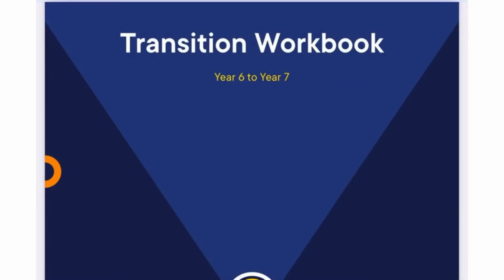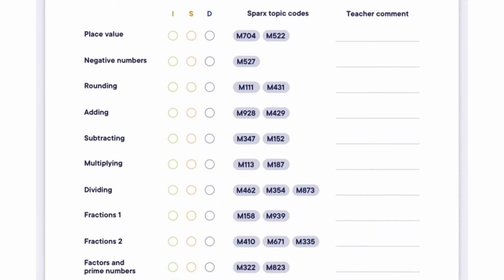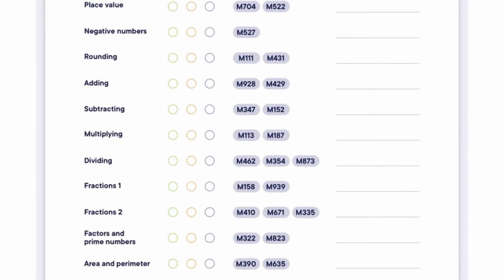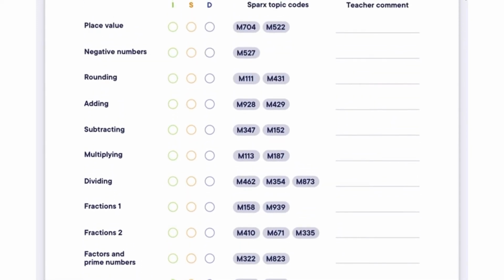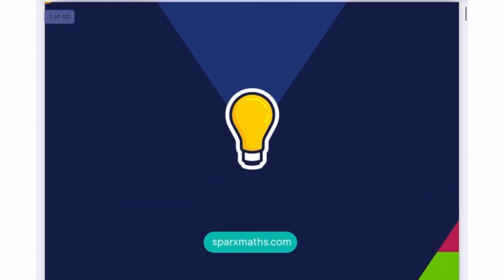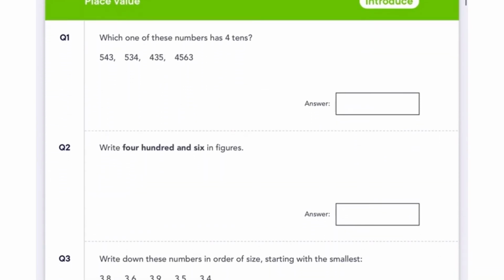This is a Sparx transition workbook for year 6 to year 7, and there's lots of key skills within this pack. We've got introduce, strengthen and deepen for each of the sections, and we're looking at place value, negative numbers and so on. These are all the key topics for year 7. You can download this pack from the link in the description, and then I'm going to go through each question with you to really prepare you for year 7.